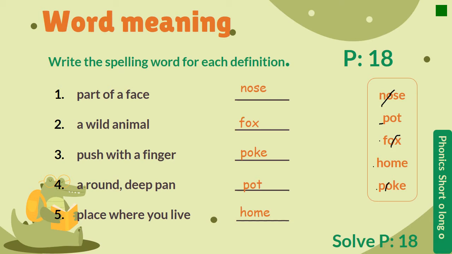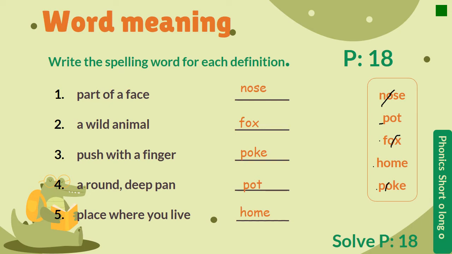Number 1, part of a face. Is it pot? Is the word pot part of your face? No, the word nose. Don't forget, when we write a word, we have to cross it out. Number 2, a wild animal. Of course, it's a fox. Number 3, push with a finger. Poke.